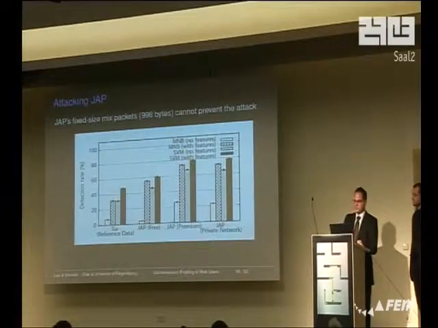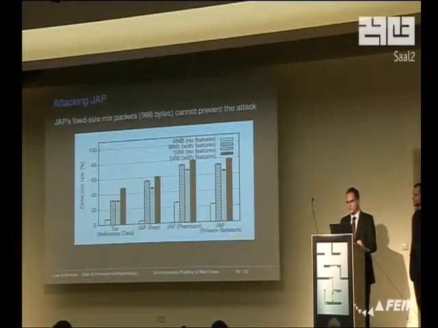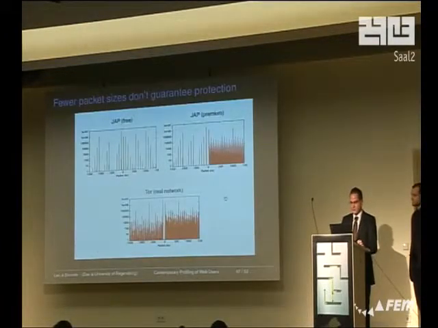So even though JAP uses bigger packets, 998 bytes per packet, it's performing worse than Tor regarding this attack. That's pretty bad news if you thought that packet sizes and padding helps protect your privacy. In fact, fewer packet sizes don't guarantee protection at all.